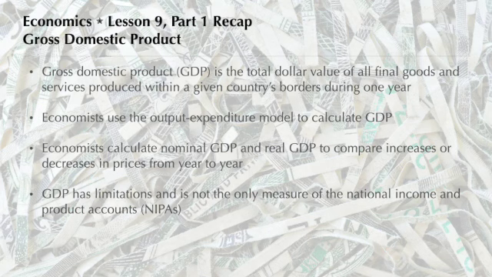So that's the way it is with Lesson 9, Part 1, Gross Domestic Product. At this time, you should know that Gross Domestic Product, or GDP, is the total dollar value of all final goods and services produced within a given country's borders during 1 year. Economists use the output expenditure model to calculate GDP. Economists calculate nominal GDP and real GDP to compare increases or decreases in prices from year to year, and GDP has limitations and is not the only measure of national income and product accounts, or NIPAs.